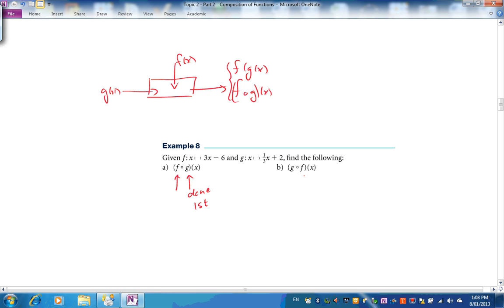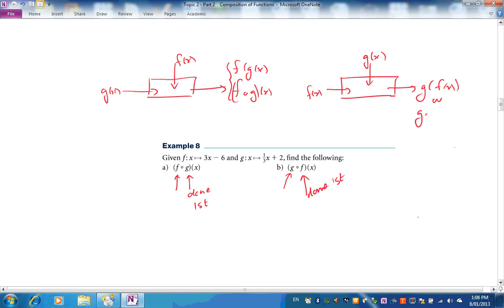Okay, and similarly here we're doing it in a different order. This would have to be done first. Why? Because g is going to operate on the answer of f. So if you want to think of it in an operator form, the f of x has to feed in because g wants to operate on it. And then it'll come out to be g of f of x, or g operated on f of x, either of those two notations.